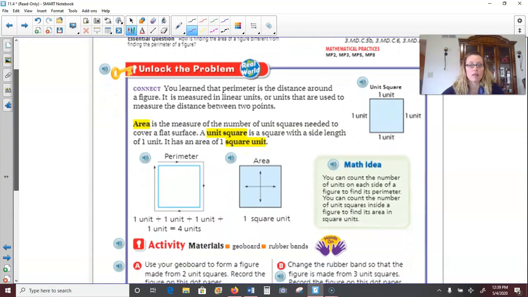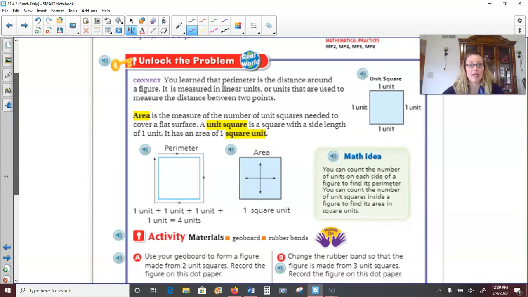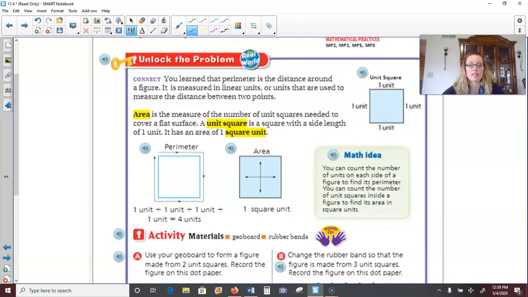Now, when we unlock the problem here, we need to make a connection first. And it says you learned that perimeter is the distance around a figure. It is measured in linear units, or units that are used to measure the distance between 2 points. So when we were calculating the perimeter of shapes last week, such as fencing around a garden, we were adding up all of the sides, and then that would give us our perimeter.